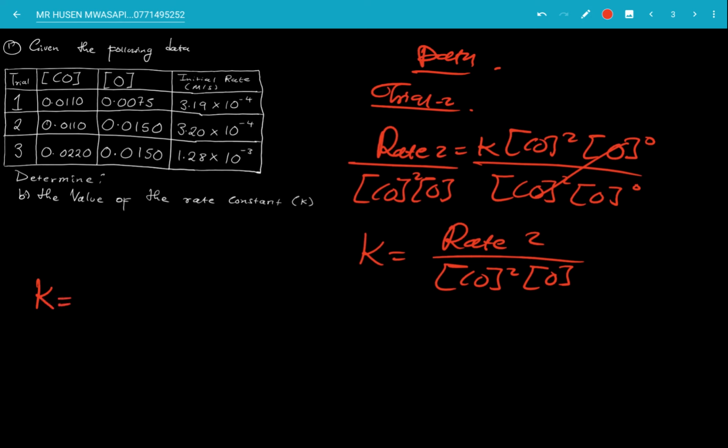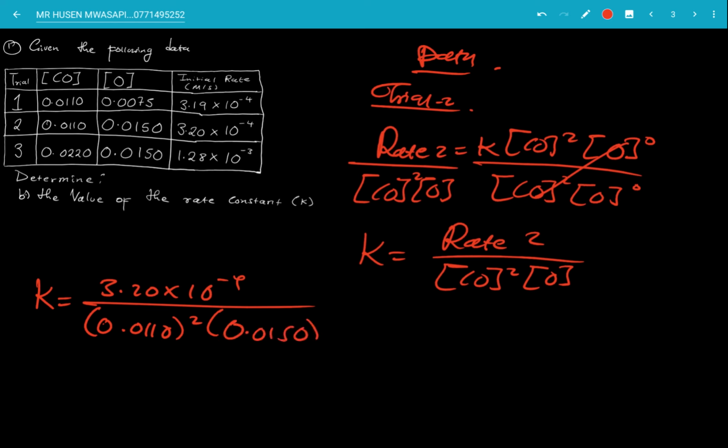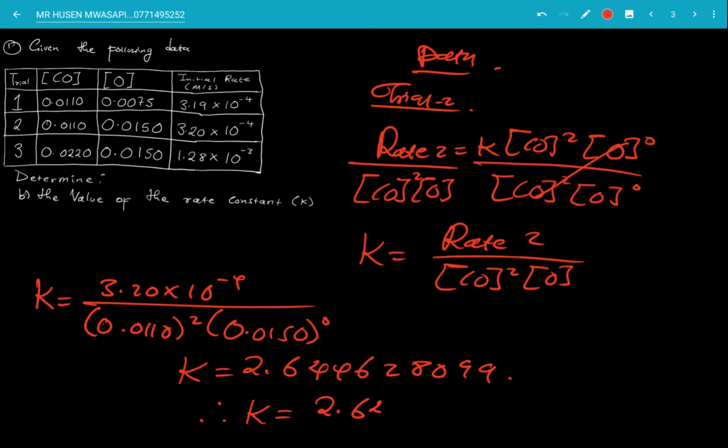So you can say, okay, K is now equal to rate 2. What is rate 2? Rate 2 is 3.20 times 10 to the minus 4 over the concentration of carbon monoxide with respect to trial 2, which is 0.0110 raised to the power of 2, times the concentration of oxygen, which is 0.0150 to the power of 0. If this is computed, then K will be equivalent to 2.644628099. So the value of the rate constant K, if we round it off, is just 2.64. So we have our rate constant to be 2.64.